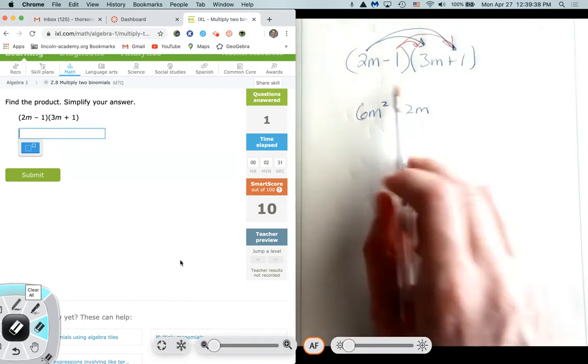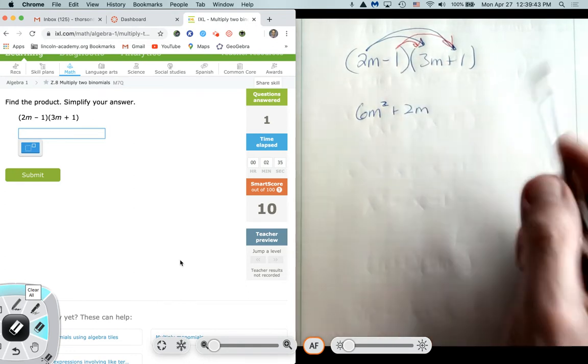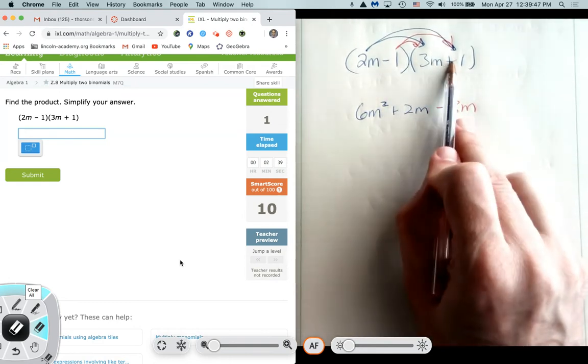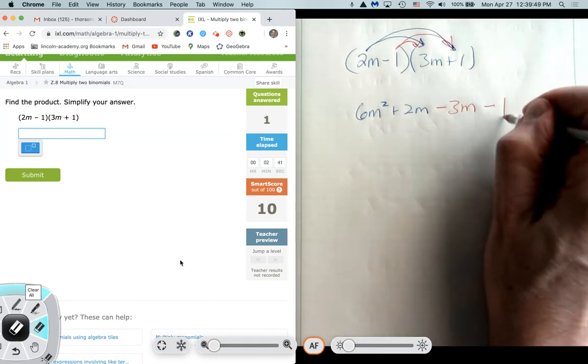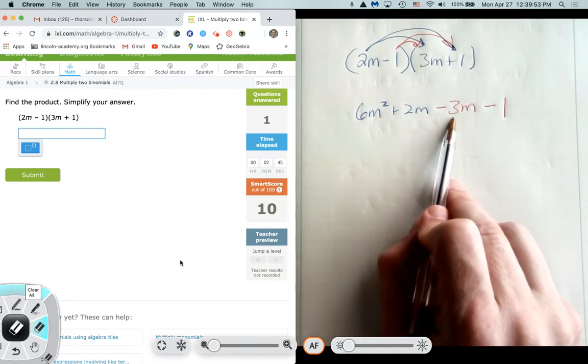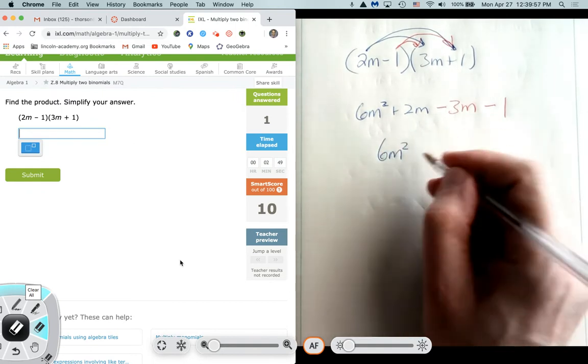So we have this kind of looks like a rainbow thing here. Negative 1 times the 3m gives me a negative 3m. A negative 1 times a positive 1 gives me a minus 1. Now what I do is I look at my two middle terms to see if they are like terms, and they are. So I do 6m squared.